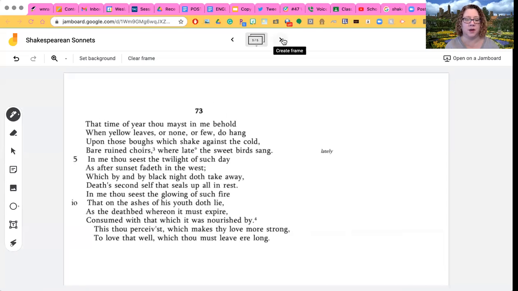All right, last poem. I know I'm going a little longer on these, so I'll do this one kind of quickly.